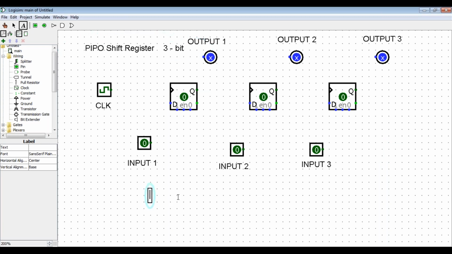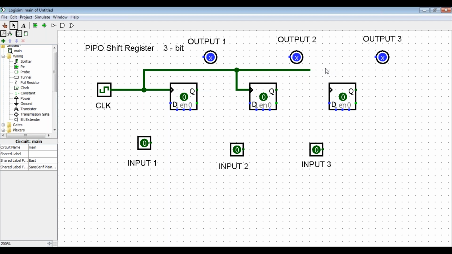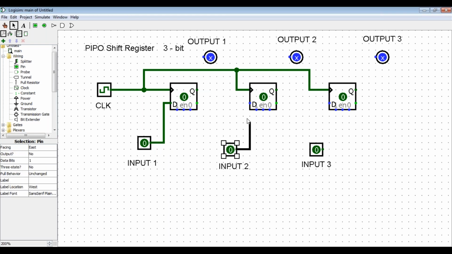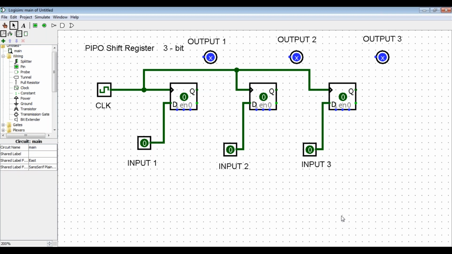So now we are going for the connection. I'm going to give my clock to all my flip-flops because this is a synchronous circuit. This shift register design comes under synchronous circuit, so we want to give a common clock pulse to all the flip-flops. Next I'm going to connect my inputs. The first input is connected to D1, I mean the first flip-flop. The next input I'm going to connect to my second flip-flop. The third input I'm going to connect to my third flip-flop.